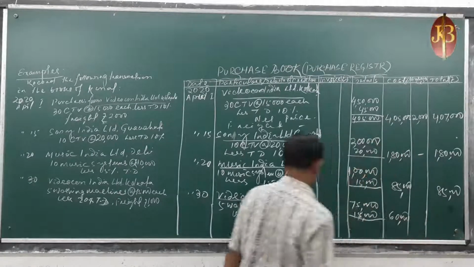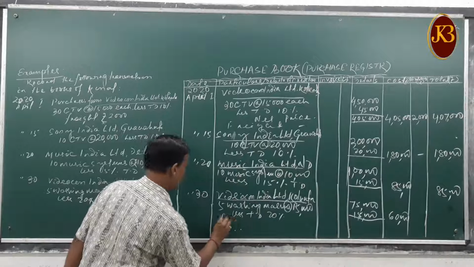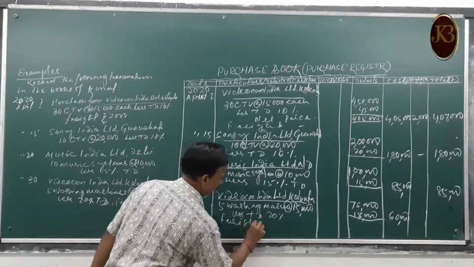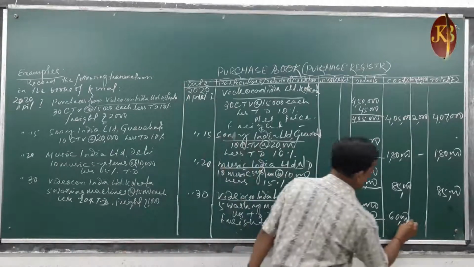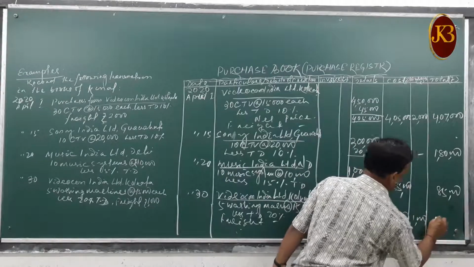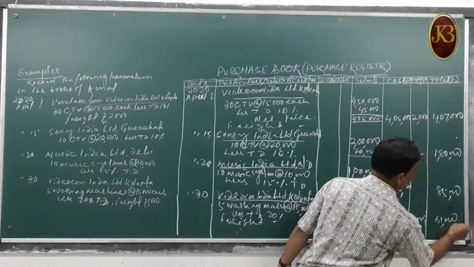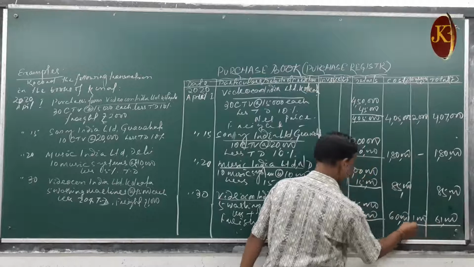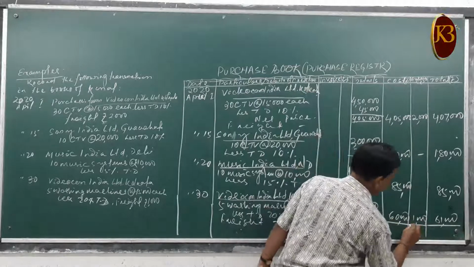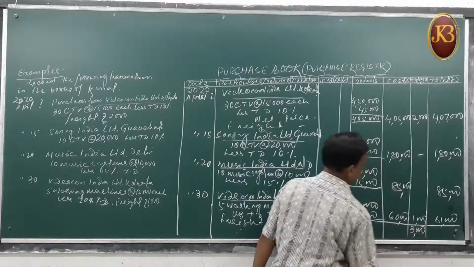Then trade charges 1,000. Total 61,000. So now calculate the total amount. This is 3,000.